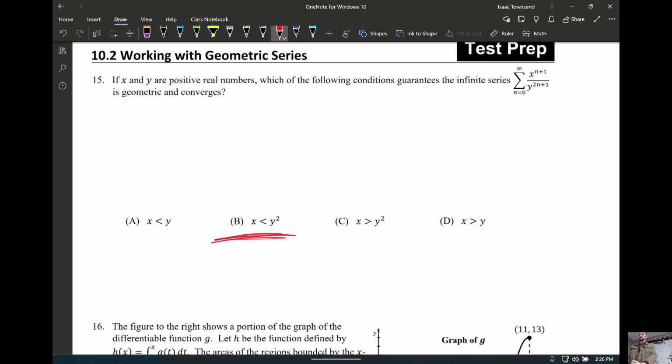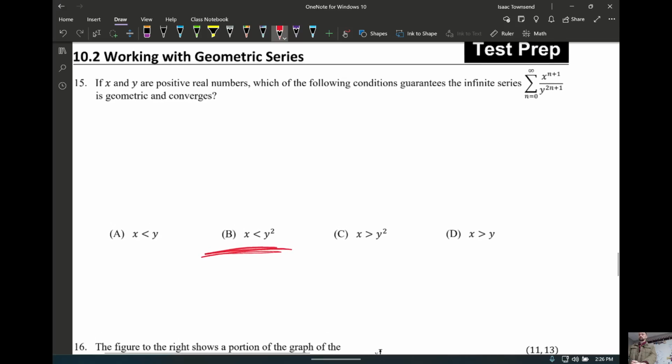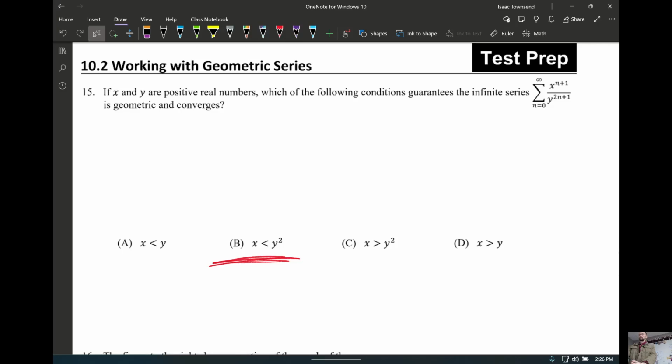Okay, last one from this before we shift gears here. So I'm assuming there's at least one person that needs to see this worked out. Hey, don't mind me. Okay. So question 15, if x and y are positive real numbers, which one would make this be a geometric series that converges? All right, well, what has to be true for it to converge if it's a geometric series? It's not just r is less than 1, but the absolute value of r has to be less than 1.